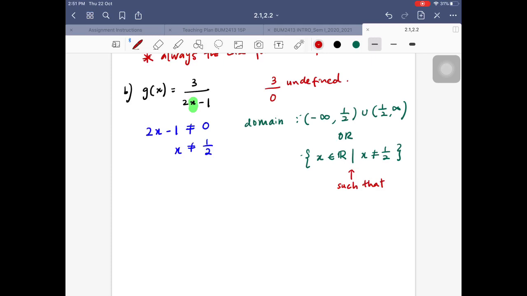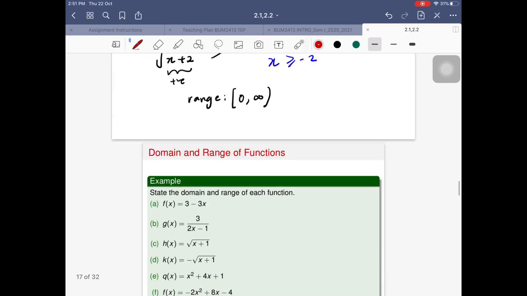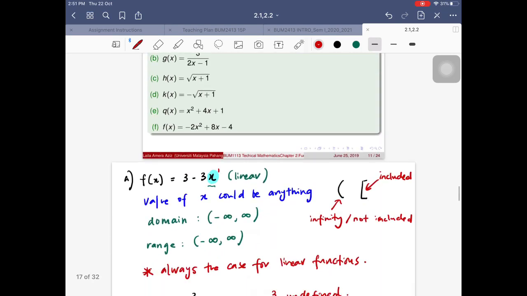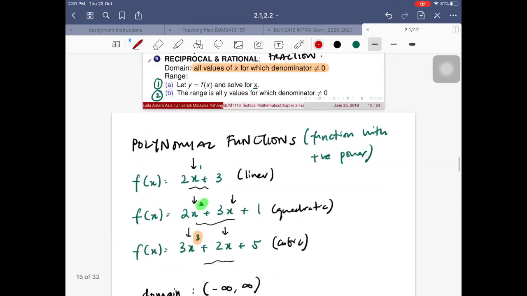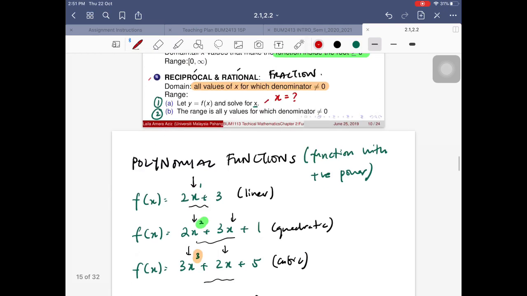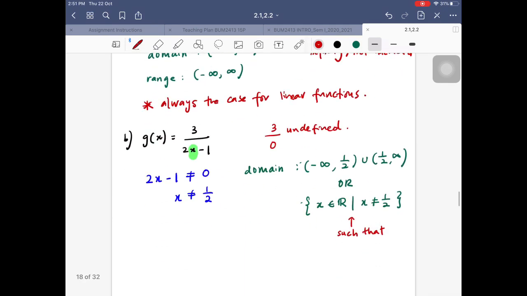And what about the range? How do we find the range? I have written over here how we find the range for the case of rational functions, reciprocal functions. First, we're going to let y equal f of x and solve for x, which means we're going to find x. X is going to equal what? So the range is all y values for which the denominator is not equal to 0. So that's the method we're going to use.